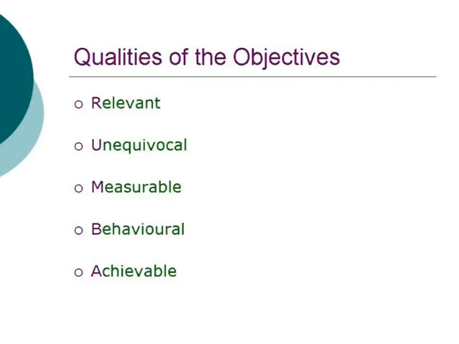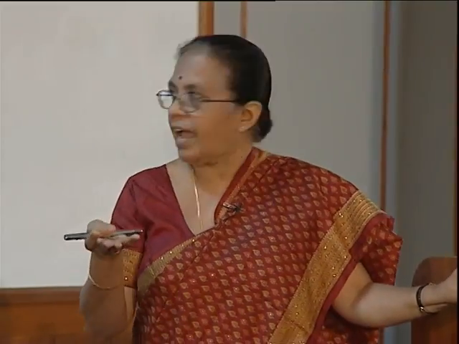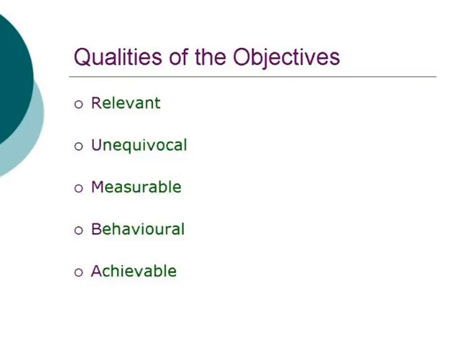Then it should be unequivocal. That means there should not be any doubt in the mind of the learner as to what he or she should be able to do at the end of the session, and it should be measurable. You should be able to see, or somebody else should be able to see, how the objectives have been achieved. The objective should be achieved, and we should be able to measure the behavioral change that has occurred in the learner. That is why these are considered the qualities of an objective. Is it clear what I meant by the qualities of an objective?